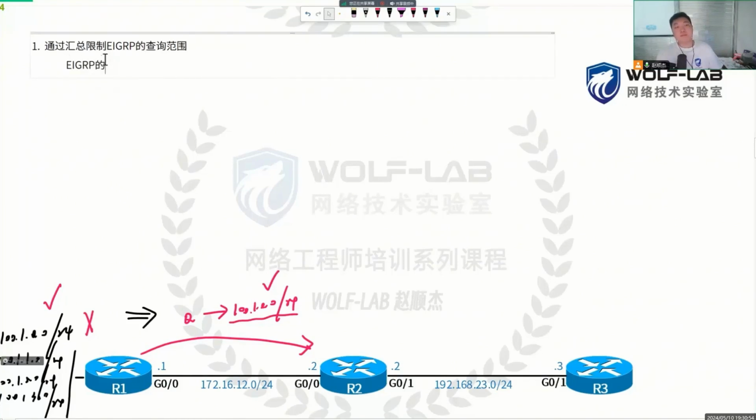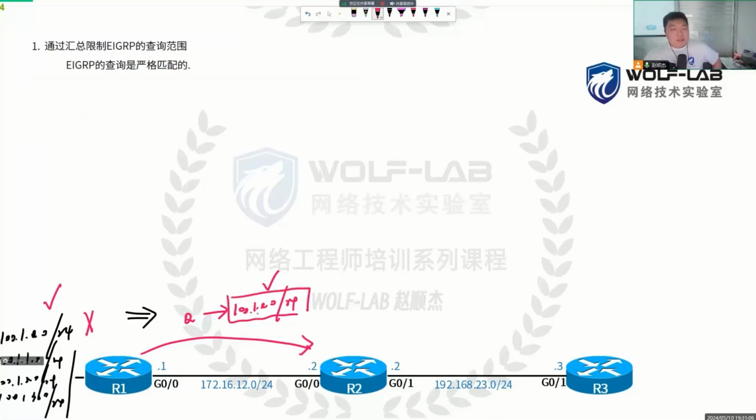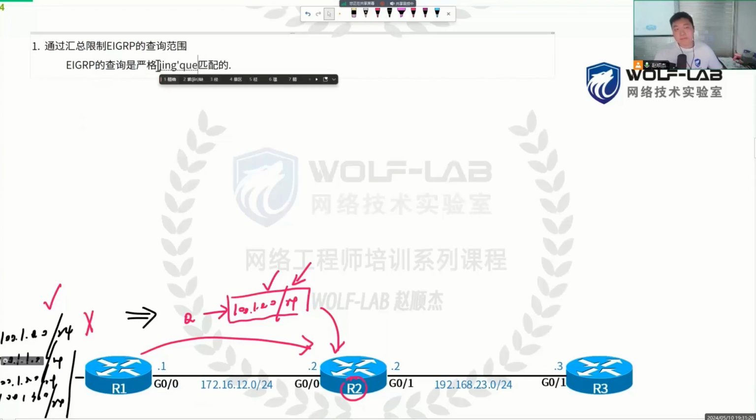So you need to be aware, EIGRP queries are strictly matched. What is strict matching? Whatever route I lost, I query about that route. I ask you, do you have a 100.1.0.0/24 route entry? So the queried party, when they receive the query message, checks this route entry, 100.1.0.0/24. It must exactly match, or it's called precise matching. It must query the same prefix and mask of the route entry. It must be exactly the same. If it looks different, then it's as if it doesn't exist.